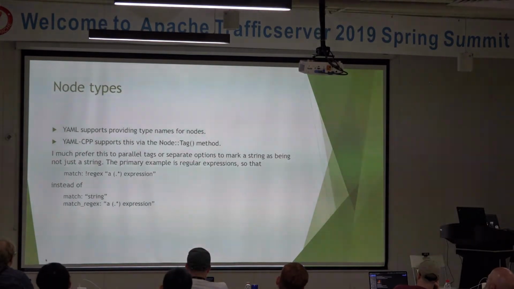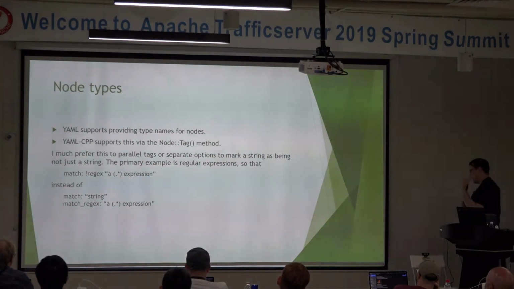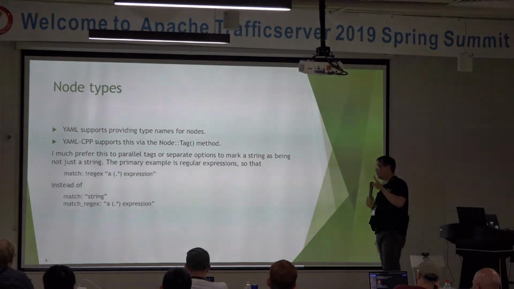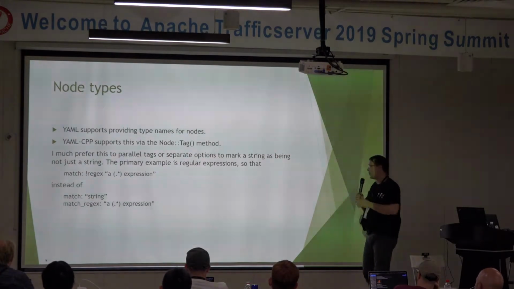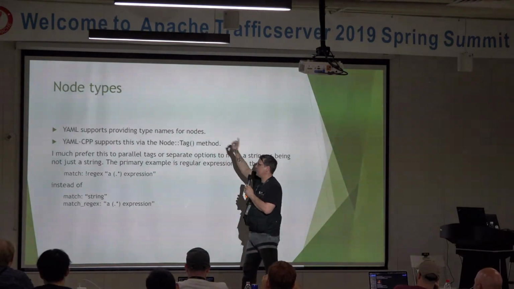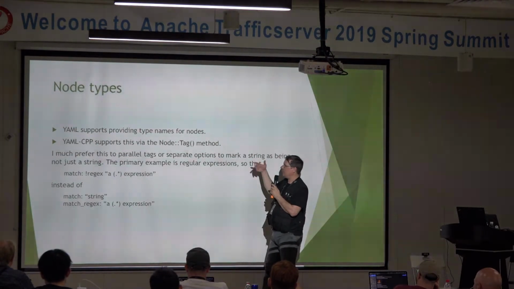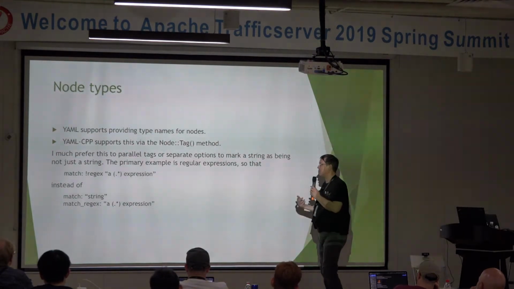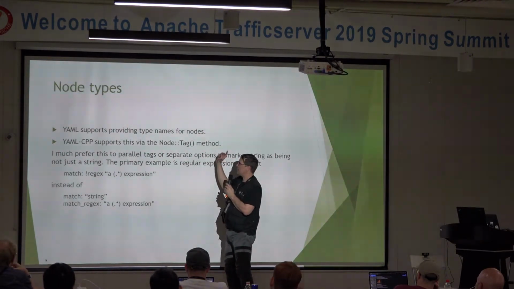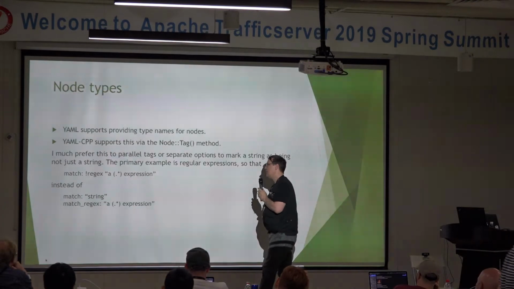Right, okay, so this is a fun one. We argued about this at the last summit, and I'm just going to impose my opinion on people because I think I can get away with it. YAML as a language supports providing type names for nodes. You can say this node is of type something. YAML-CPP has support for this. I didn't think it did, but I found out yes, in fact, it's there.